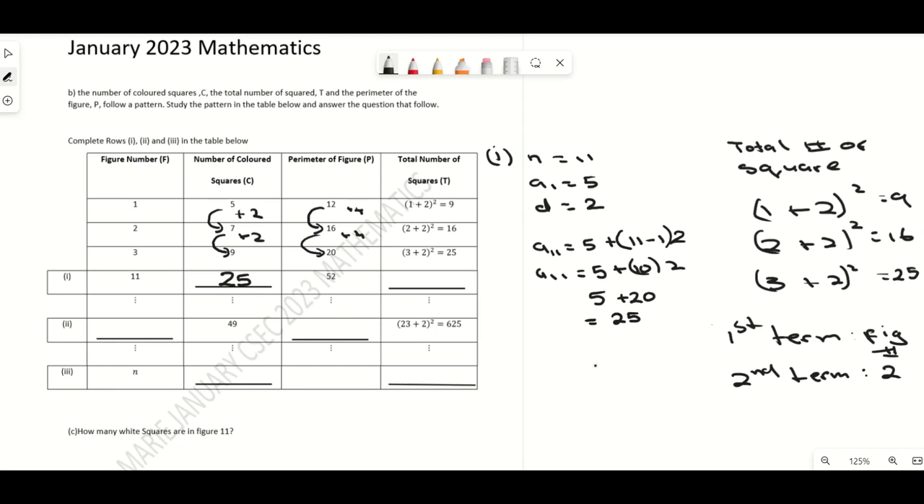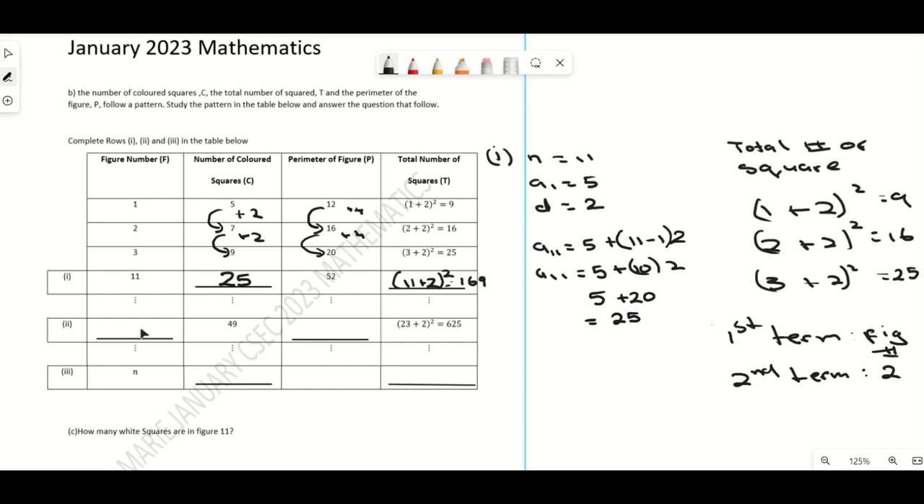So if I said, well, I want my 11th term, they said my first term is my figure number. So we know for this, my figure number would be open bracket 11, my constant is 2, close bracket squared, and 11 plus 2 is 13. And then 13 squared is 169, I believe. And that would be my answer for this.